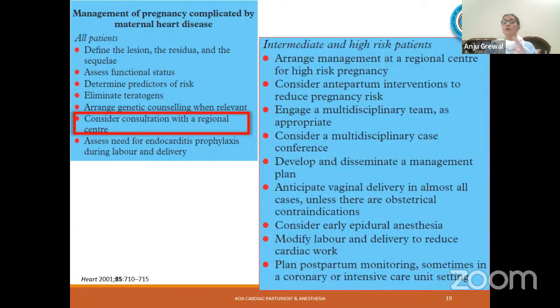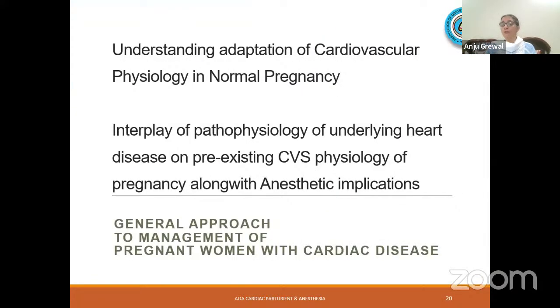And very important, whatever your plan is, and I find this part very important, is to develop a plan and then disseminate the management plan to all members of the team. Everybody on the team should know what we are going to do and what our backup plans are. So how do we decide and plan a particular delivery for these mothers?